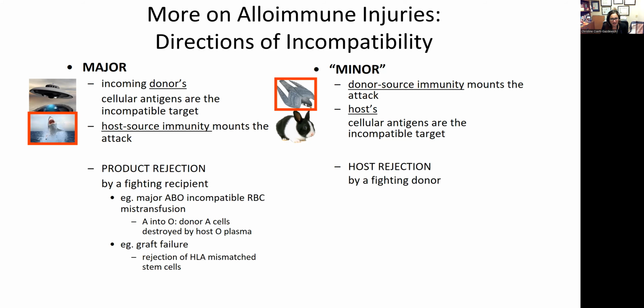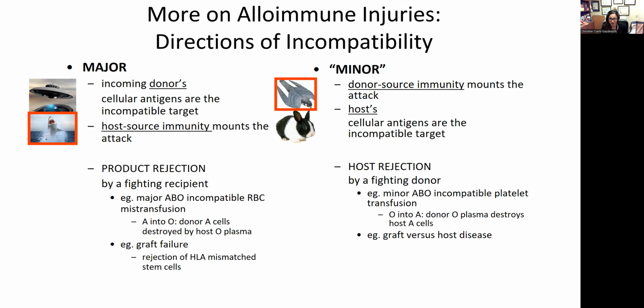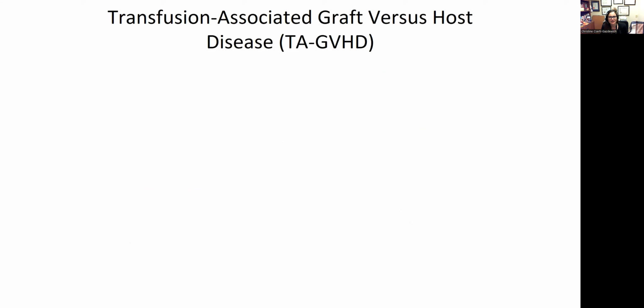And minor examples of incompatibility are those yellow stuff scenarios. So a platelet transfusion hemolyzing the host, or transfusion-associated graft versus host disease. Nothing minor about that. It's got a case fatality rate of 90%, hence the minor is in quotation marks. Trolley is immunologically an example of a minor incompatibility polarity.